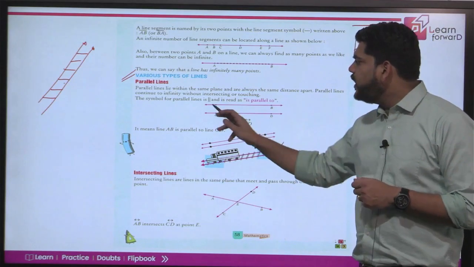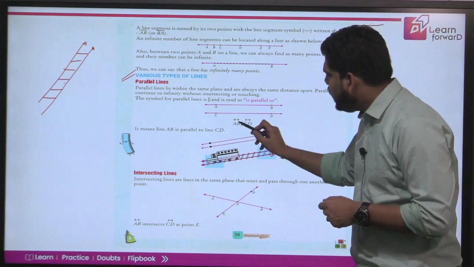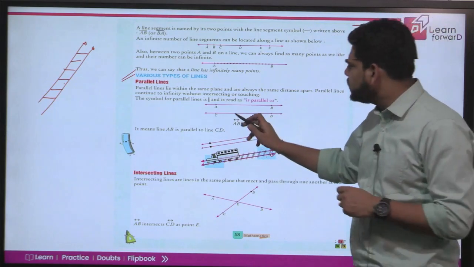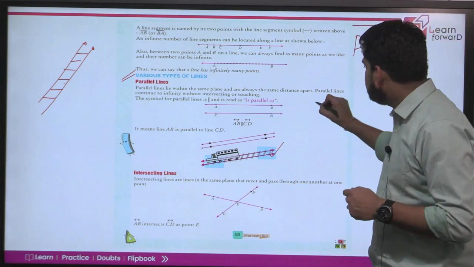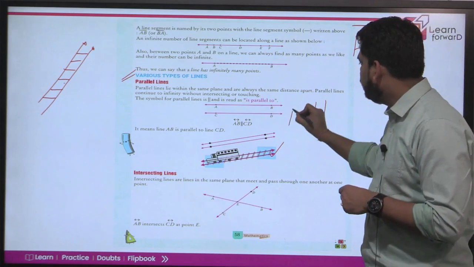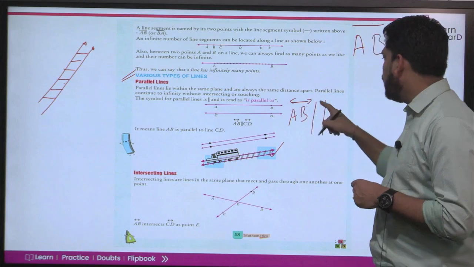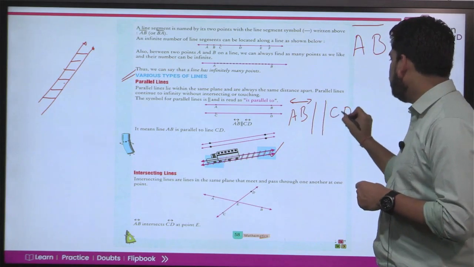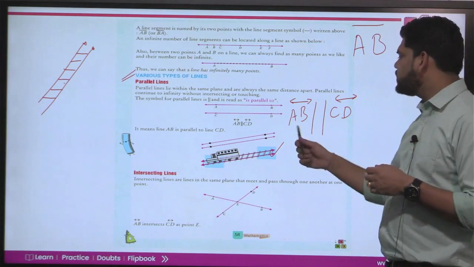How do we write it? Line AB is parallel to line CD. How do I know it's a line? Because there is an arrow on both the ends. This is the sign of parallel. What we have written: line AB, with an arrow on top, is parallel to line CD. Got it? So a parallel line is written in this way.